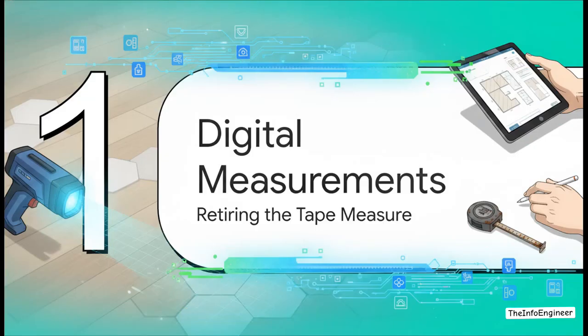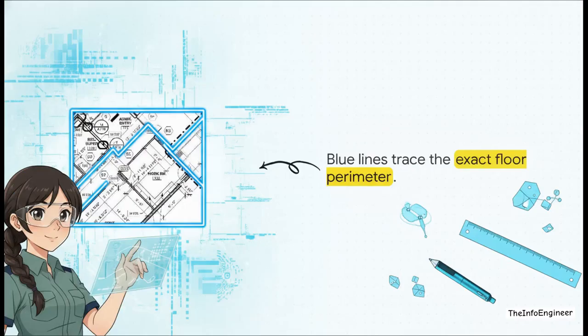All right, let's kick things off with Phase 1, digital measurements. It's time to retire the tape measure for good. Just watch this modern takeoff software in action for a second. You can see the digital highlighter tool dynamically tracing the exact perimeter of the floor plan. See those thick blue lines? They're mapping out the room right down to the precise inch. By digitizing your blueprints, you completely eliminate the human error of misreading a tape measure on site or misinterpreting a scaled drawing. You are capturing the absolute exact geometry of the space flawlessly.